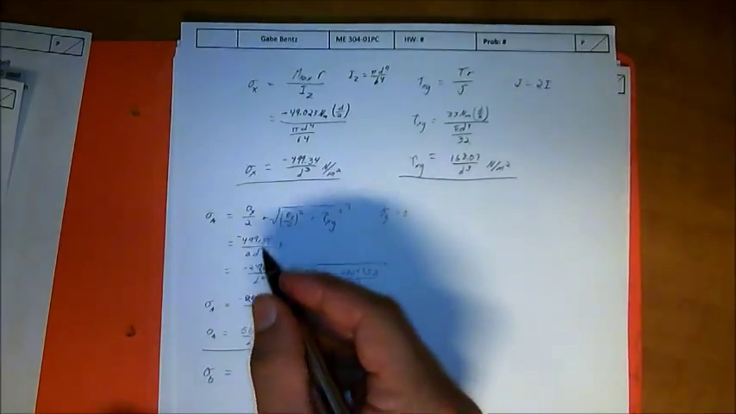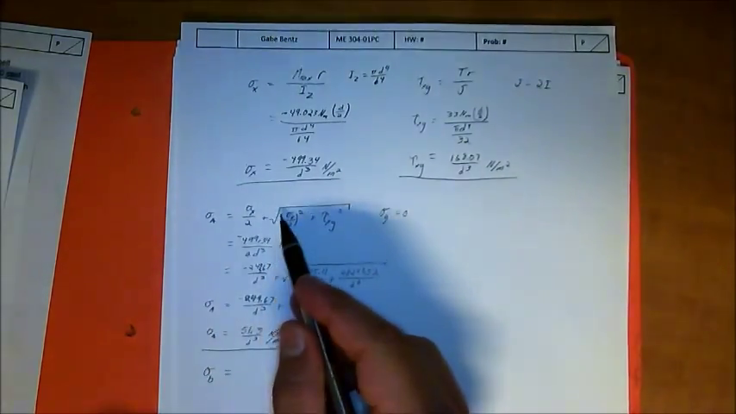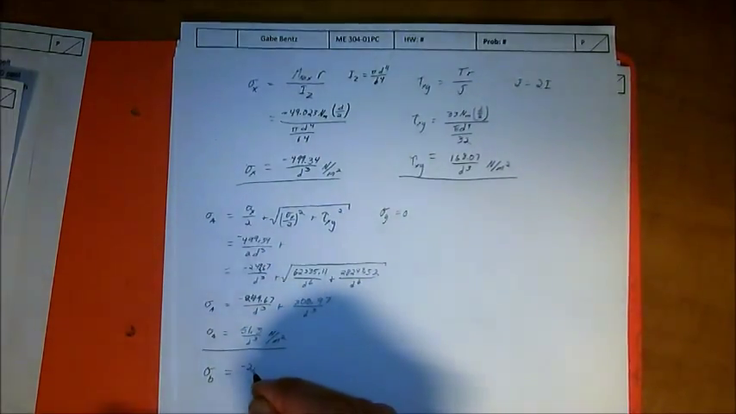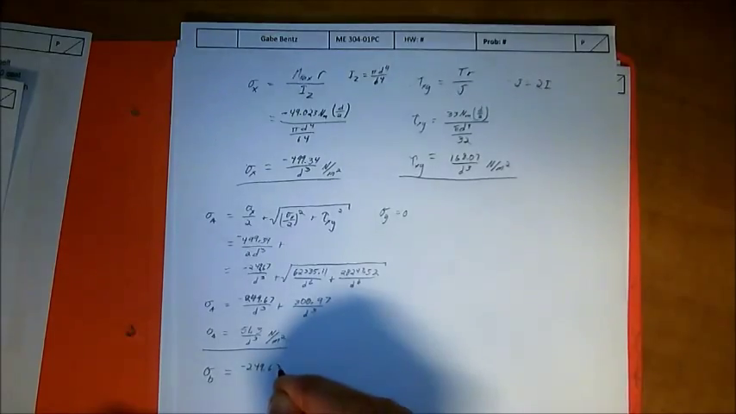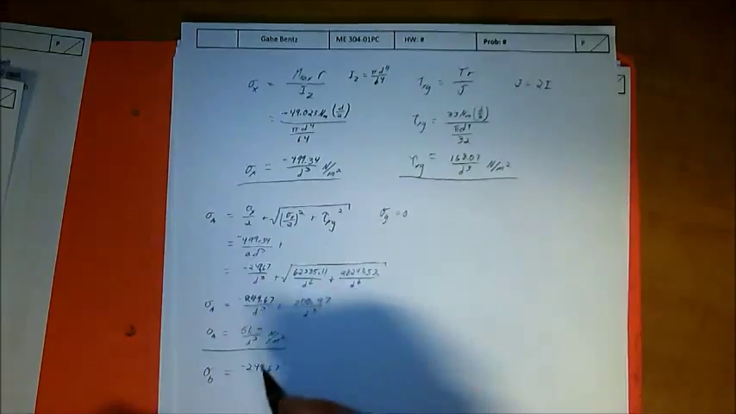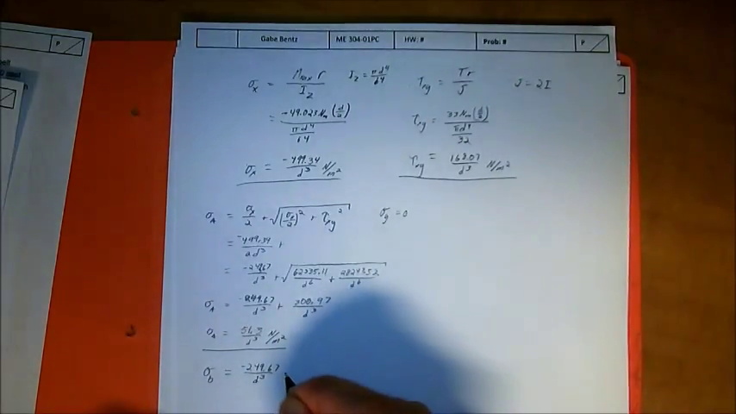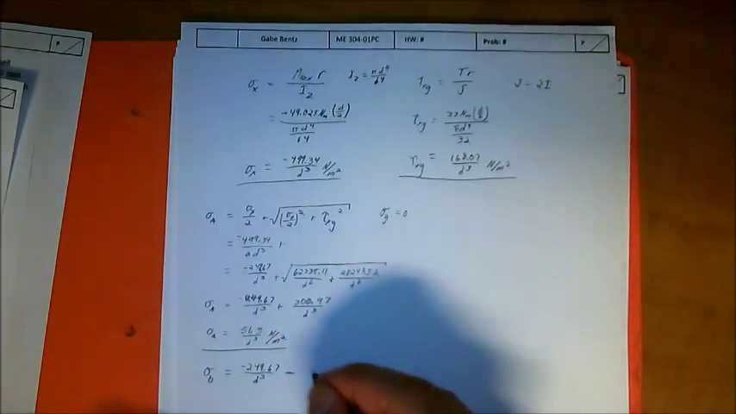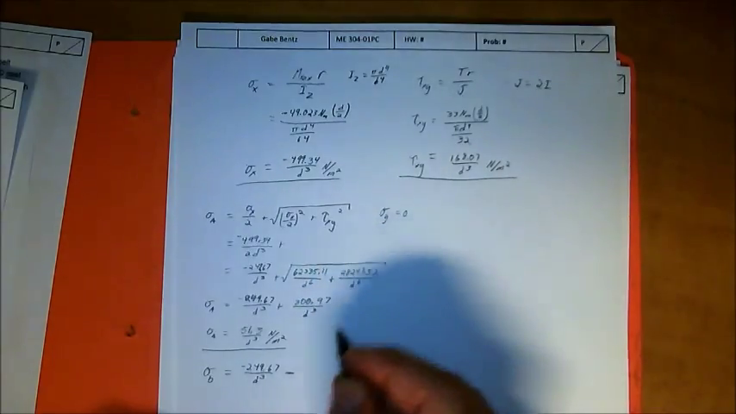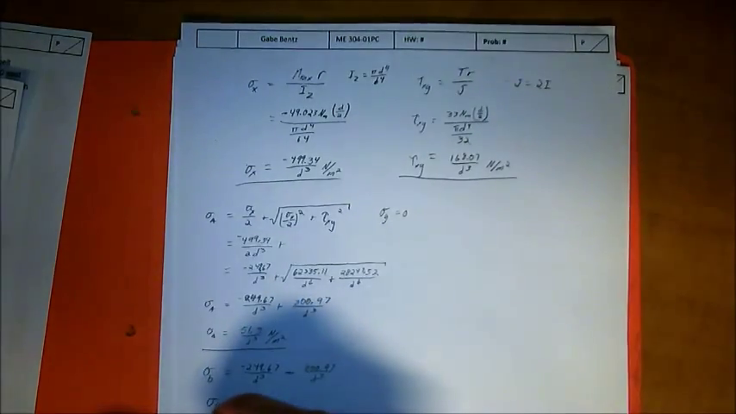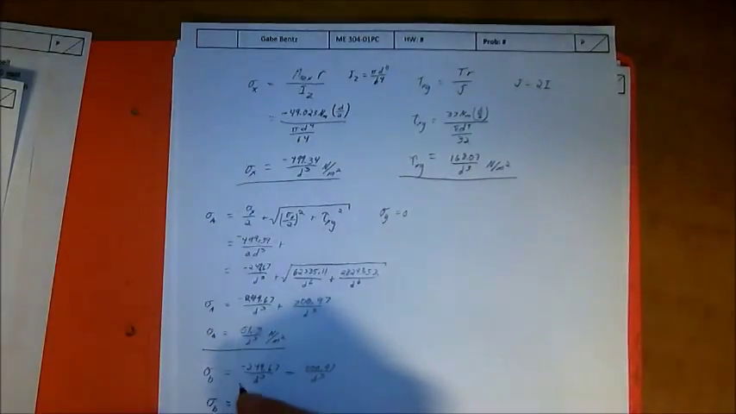So then you've got negative 249.67, doing this reduction all the way down through there, over d to the 3rd, minus all this math in here, which remains the same again, 300.97 all over d to the 3rd. So then sigma b is equal to negative 550.64 all over d to the 3rd. And these are your principal stresses, this one and this one up here.